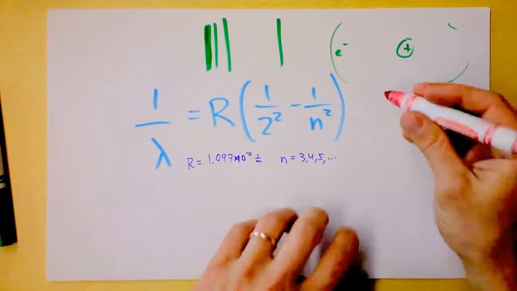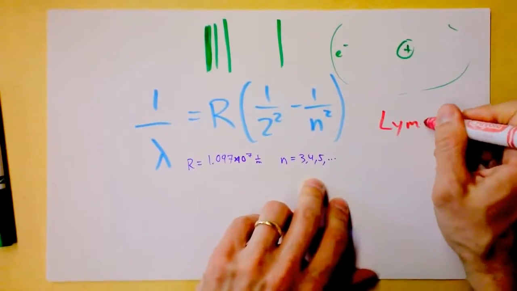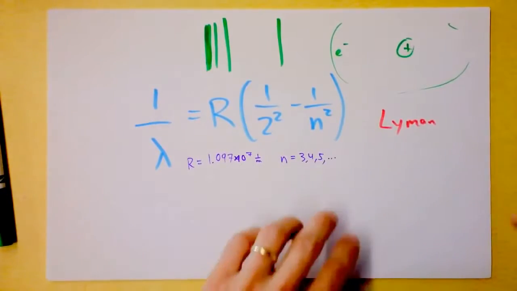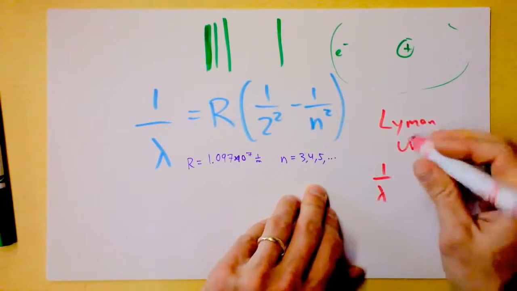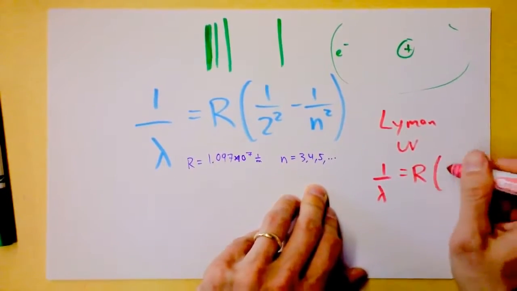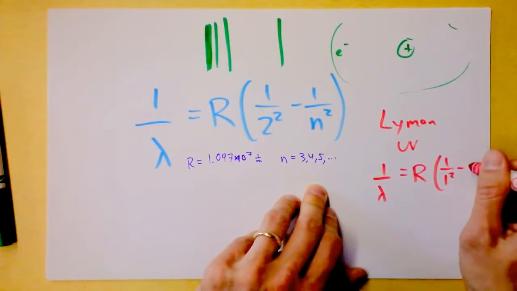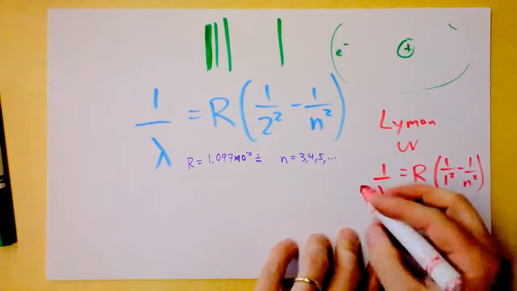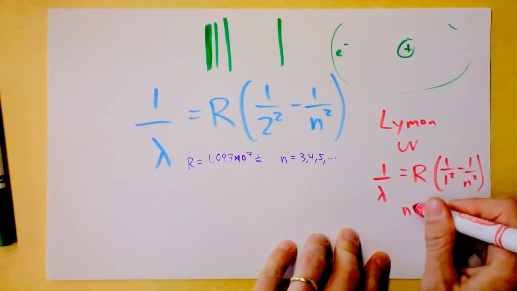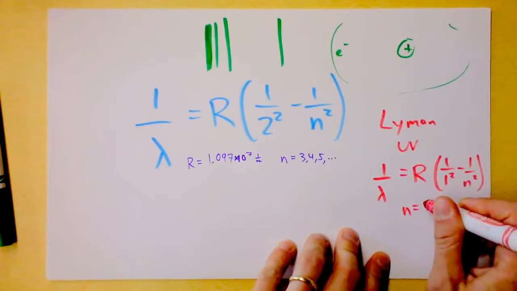So this guy Lyman comes along, and he's like, hey, I found another spectrum. It's not in the visible though. This is entirely in the UV, but he says it looks like this. 1 over lambda is R times 1 over 1 squared minus 1 over n squared. And the only difference, Lyman says, is that I've got the same R, but my n starts differently. We'll do it in blue.